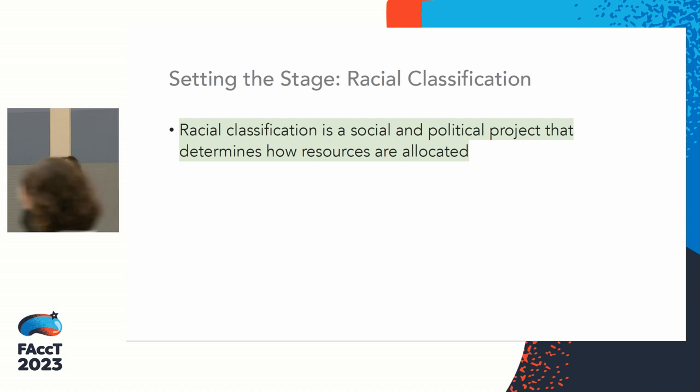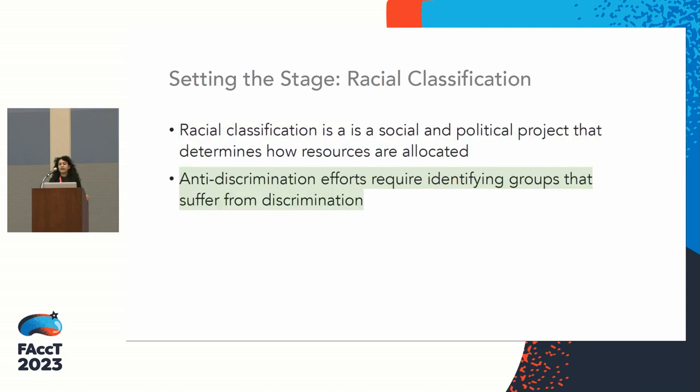To motivate this talk, I want to convince you, first, that you should care about racial classification, and second, that you should care in particular about the algorithmic fairness setting as a place where racial classification occurs. Racial classification is important because it has material consequences for how political, cultural, economic, and social resources are allocated. And it's also important in this community because anti-discrimination efforts like those undertaken by the algorithmic fairness community require identifying groups that suffer from discrimination.